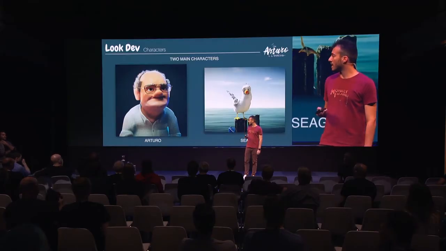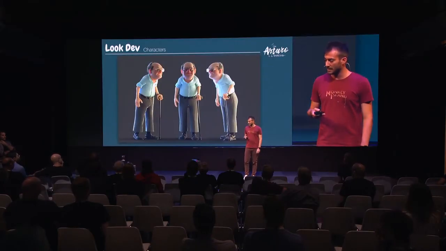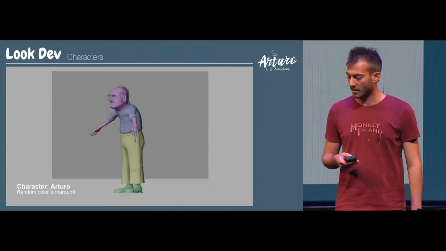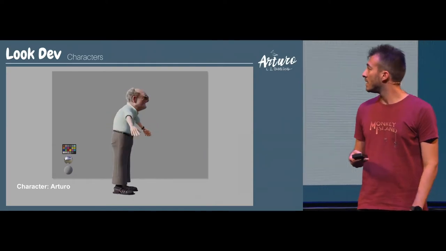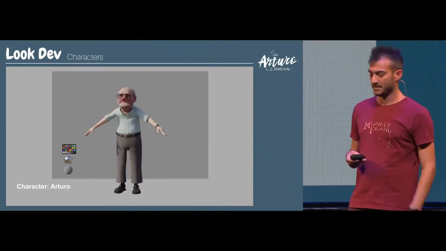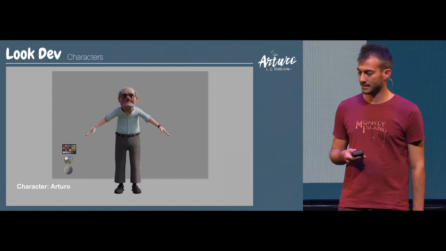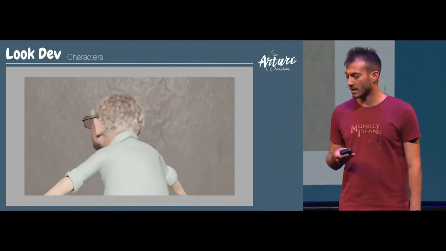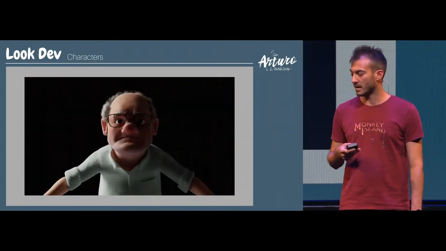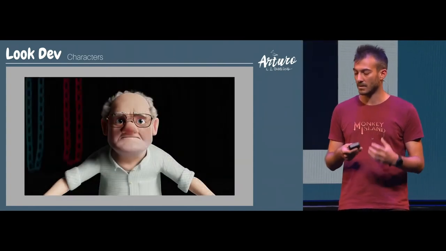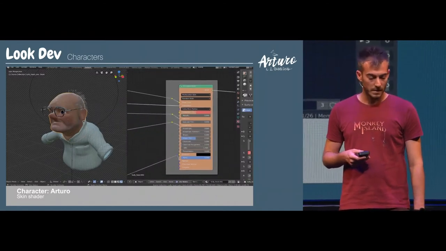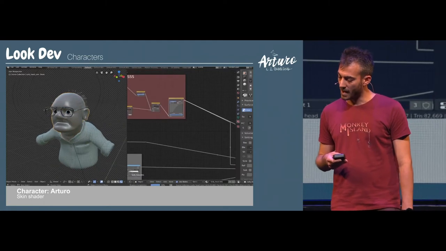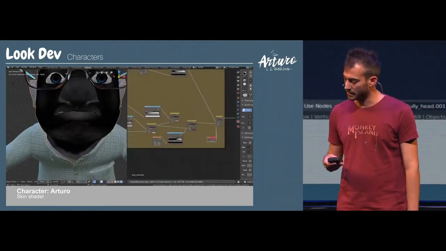What about the look dev? So, two main characters, Arturo and Seagull. And we can show a quick video for the look dev. This is a turnaround with an HDR. See the lighting, how the light compared with on the model. And this one are the skin shader for the head. We used the principled shader.